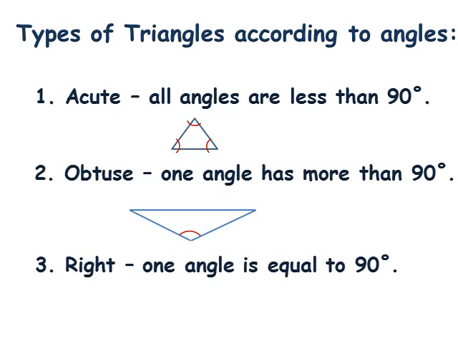Alright, so let's go through this again. So the types of triangle according to angles. Acute triangle, all angles are less than 90 degrees. Second one is obtuse triangle, one angle is more than 90 degrees. And the right triangle, where one angle is equal to 90 degrees.